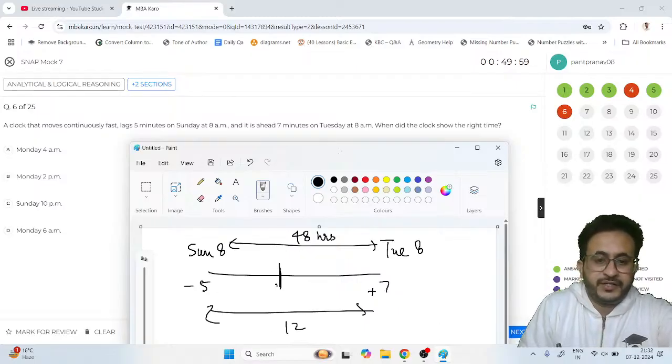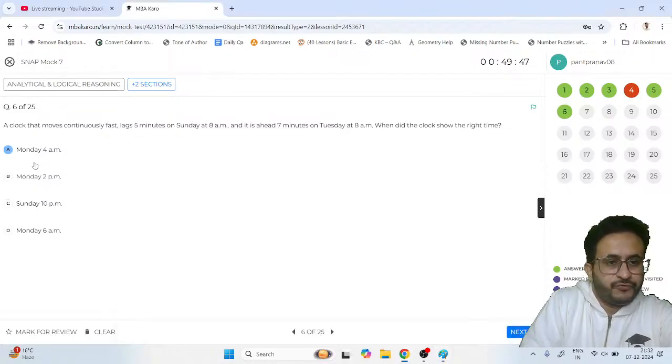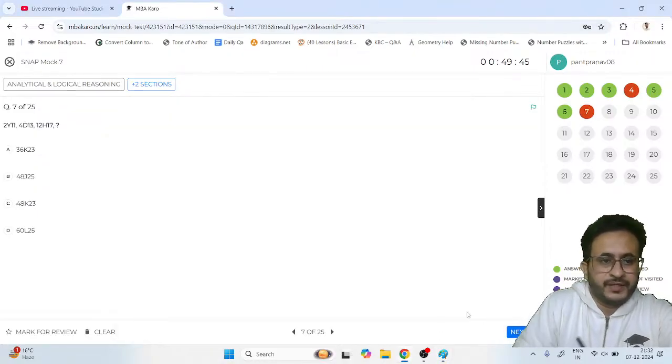So we need to make a 5-minute gap. So the 5-minute gap will happen in 20 hours. So Sunday 8 a.m. plus 20. 8 plus 20 is 28. That means 4 a.m. on Monday. So Monday 4 a.m. will be the answer.